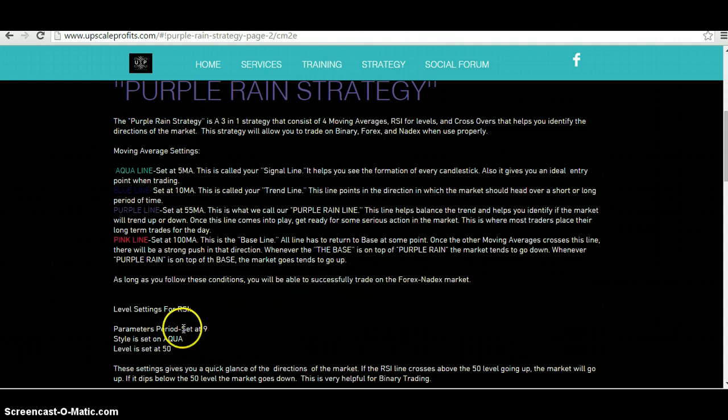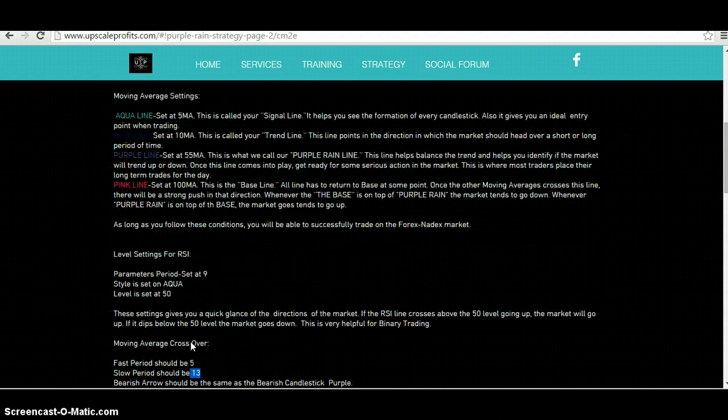So the RSI, once again, I won't cover the levels, but we have the RSI line, basically set at 50. These settings give you a glance at the direction of the market. If the RSI crosses above the 50 level, that means the market is going to go up. When the RSI crosses below the 50 level, that means the market is going down. So this is very helpful when trading binary options.